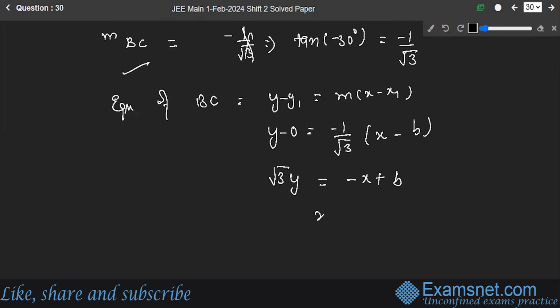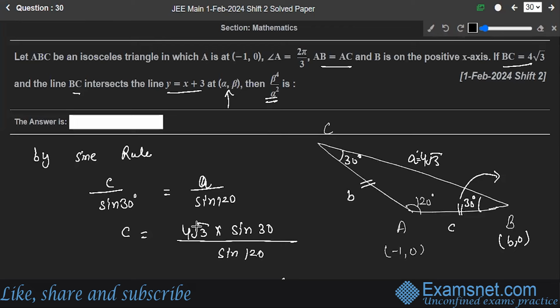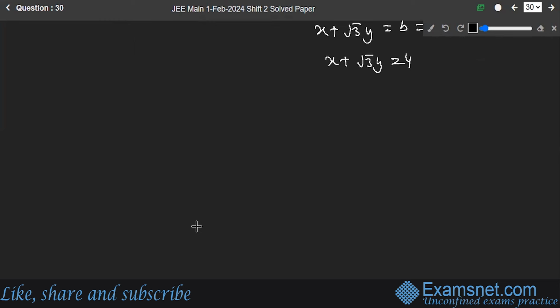Or you have x plus root 3 y is equal to b. And what is b? That was equal to 4. So this equation is this, right? This is the equation. And you are given the second equation that BC intersects this line at alpha and beta. So this is your BC and this is your second line, x plus, what is that line? Y is equal to x plus 3. So this will be y is equal to x plus 3.